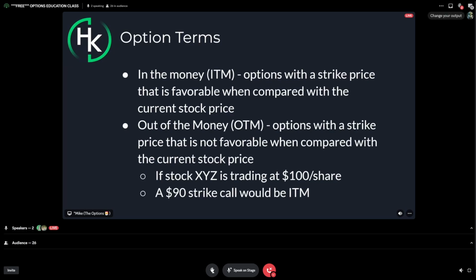It's in the money. On the other hand, a 110 strike call option would be out of the money because you obviously don't want to buy a stock at $110 if it's trading at 100. That is not in the money. So that would be out of the money.